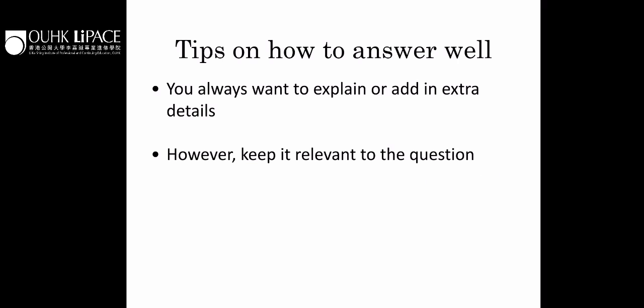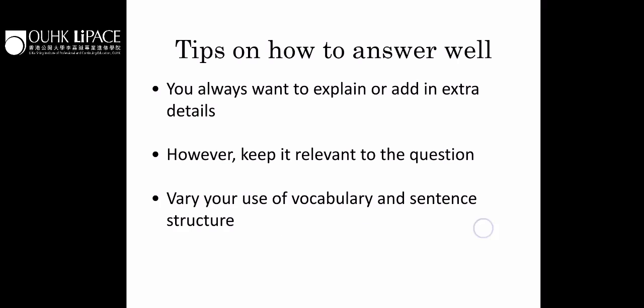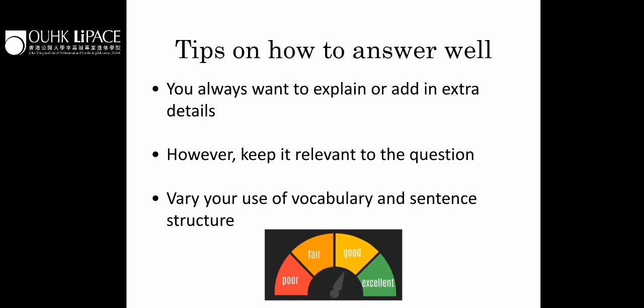However, you always want to keep it relevant to the question, so don't diverge too far. In that example I gave before, the topic was about your favorite sports star, so keep it related to that and don't start talking about something unrelated. And lastly here, vary your use of vocabulary as much as you can, and this is a great way to get a good mark. And also, if you're able to do it correctly, you can even try changing your sentence structure sometimes, but this is not necessary and it's only really needed if you want a very good mark.